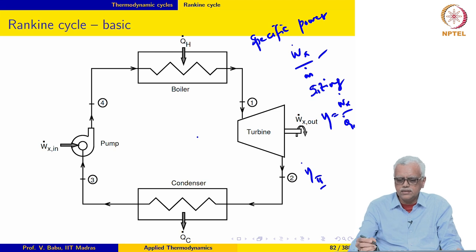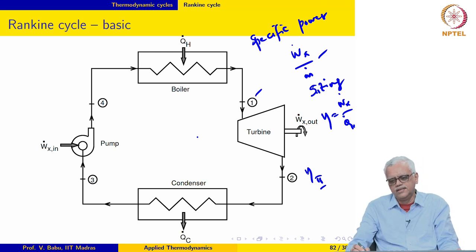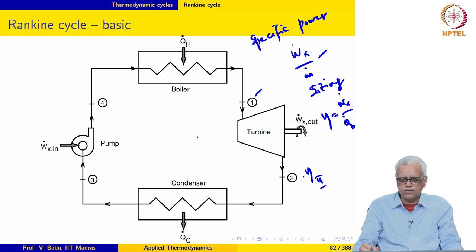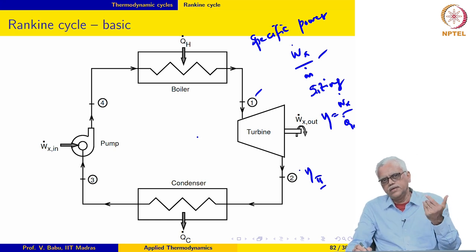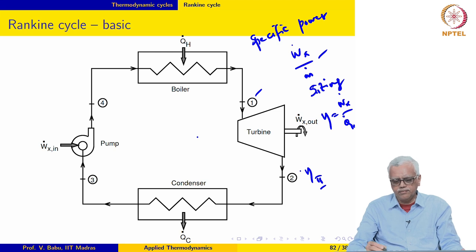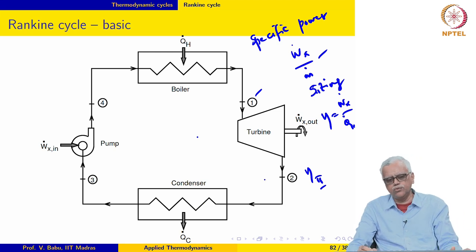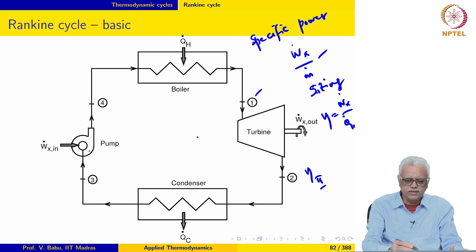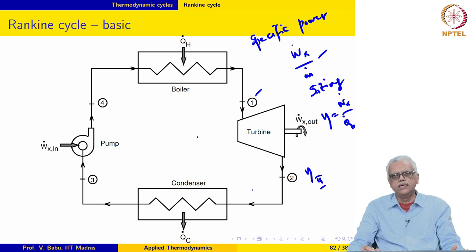So, the basic cycle, let us say we begin looking at the cycle from state 1. So, state 1 is entry to the turbine. So, basically this has 4 components: a boiler where heat is added, turbine where power is generated, condenser where heat is rejected to the ambient, pump where the liquid water is pumped to the boiler pressure.